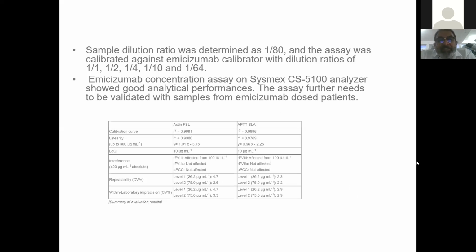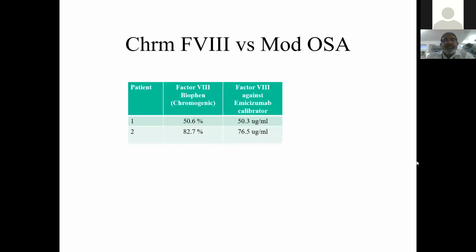So this is a study that showed that irrespective of the reagents that were used and irrespective of the machines that were used, there was a good comparison of the modified one-stage assay across reagents and platforms. So this is something that we did. We compared the chromogenic Biophen assay with the modified one-stage assay, this was a pilot in 2 patients on emicizumab.